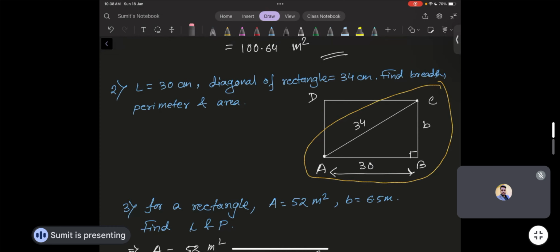So what does Pythagoras theorem say? Hypotenuse square equals perpendicular square plus base square. Right, now hypotenuse is what? Hypotenuse is AC, it is given. Perpendicular is which one? Perpendicular is B or BC. And what is the base? Base is AB. So put the values and you can easily find the length of B.